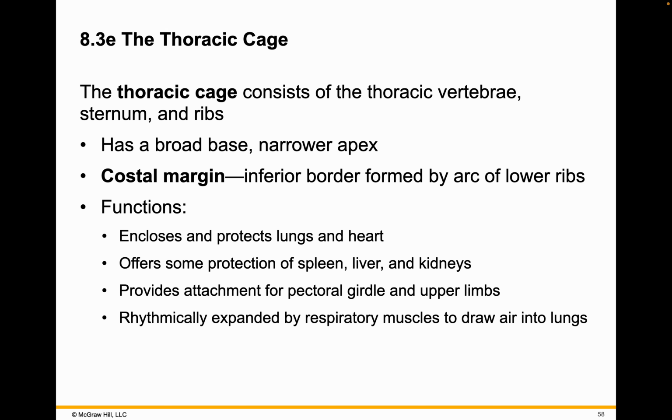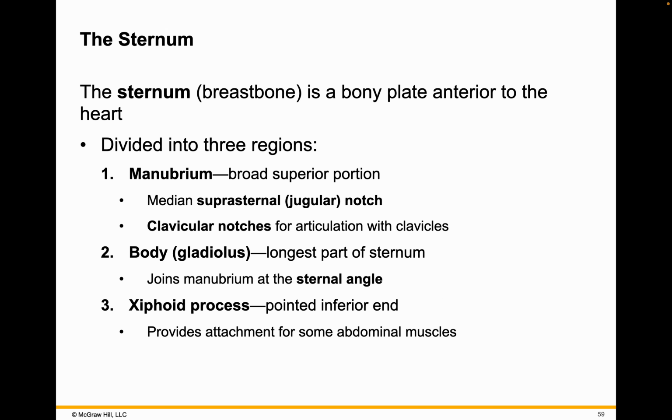Now we go back up and we've got the thoracic cage, which is the thoracic vertebrae, the sternum, and the ribs. They have a broad base and a narrow apex. They have a costal margin, which is the inferior border formed by the arch of the lower ribs. The thoracic cage encloses and protects the lungs and heart, offers some protection to parts of the spleen, liver, and kidneys, provides an attachment for the pectoral girdle and the upper limbs, and it rhythmically expands by the action of respiratory muscles to draw air into the lungs.